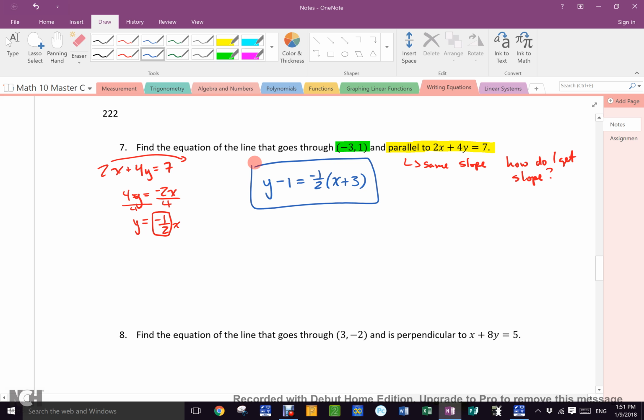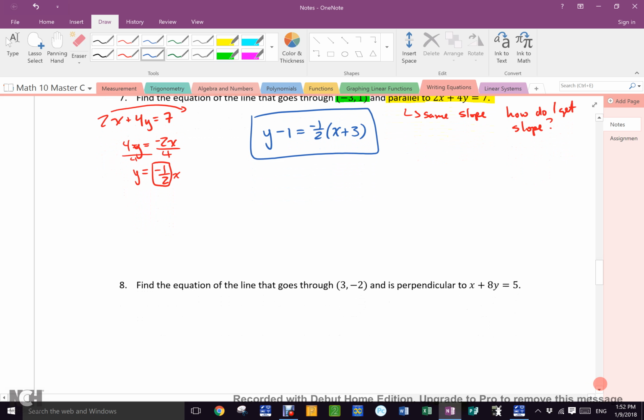Everybody cool? Okay. Now, you guys now have all the tools you need to do number 8. Except there's one little problem with the hint. What's the word that's changed? Which means I don't use the same slope. What do I use? The opposite reciprocal slope.